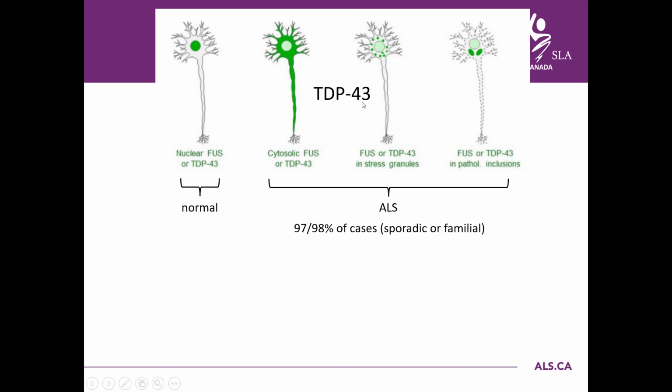But what's really important about understanding TDP-43 biology is that it is actually abnormal in 97 to 98% of cases of all ALS. In certain motor neurons in those individuals, in most individuals with ALS, there is some form of TDP-43 pathology. So understanding what it's doing is extremely critical, very likely critical to us understanding the disease better.